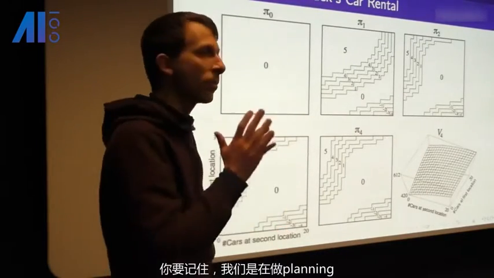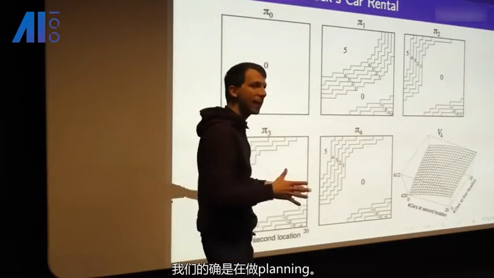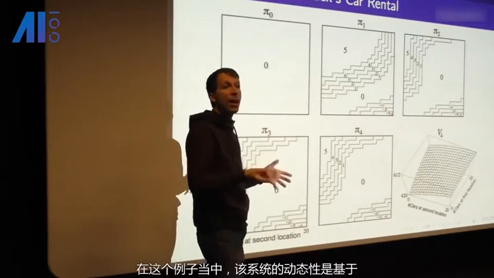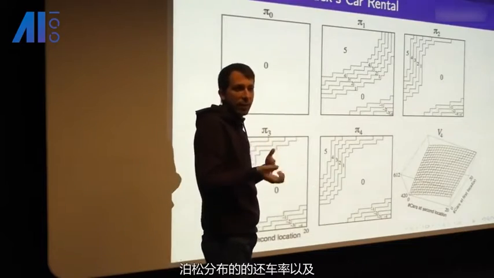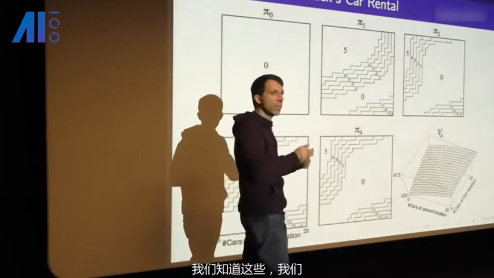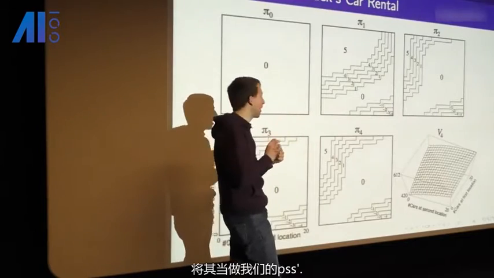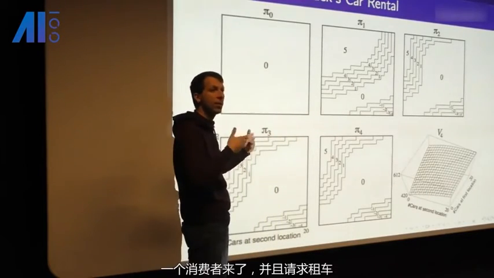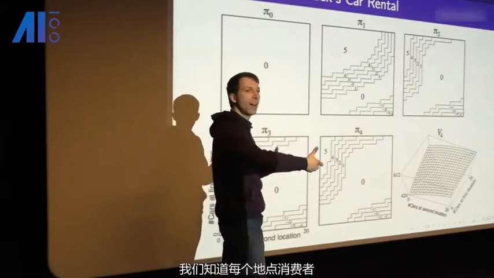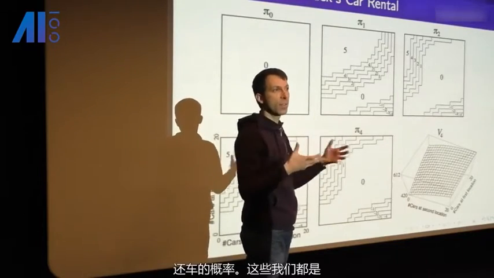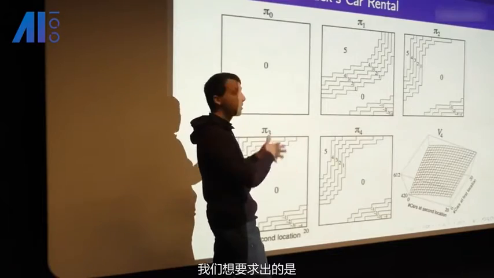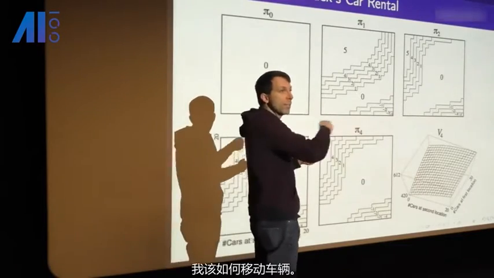So remember, we're just doing planning. So the dynamics of the system are known. In this case, the dynamics of the system are the return rates and the request rates given by a Poisson distribution. So we know those. We can use those. That's our P_ss'. So we know the probability that a customer will come in and request a car, and we know the probability that they're going to come and return a car to each of the locations. Those things are known, and given that information, we're trying to figure out what's the best behavior strategy, like what should I be doing, shifting.